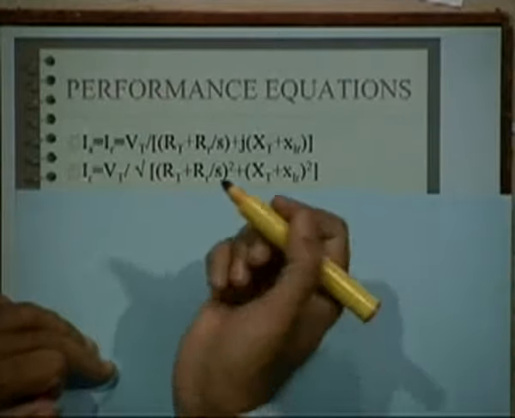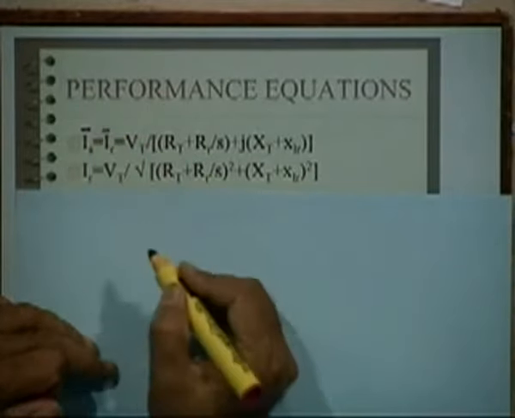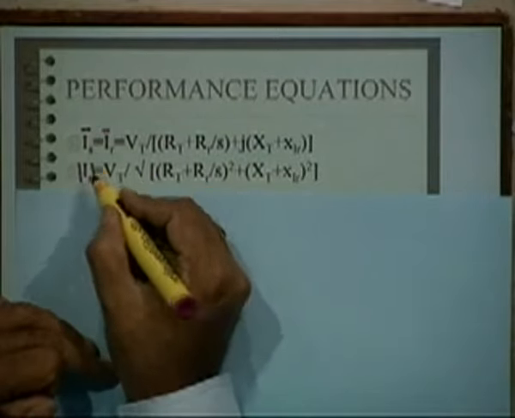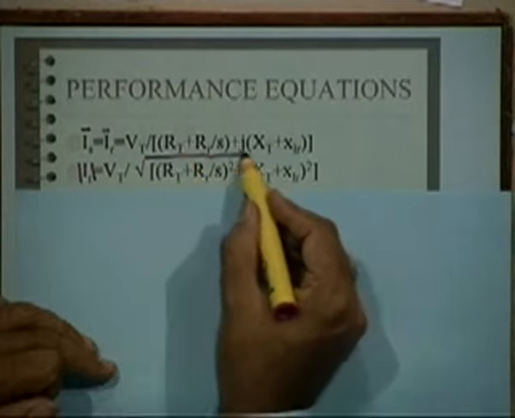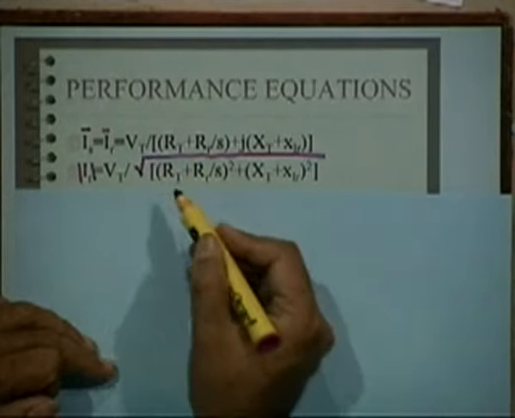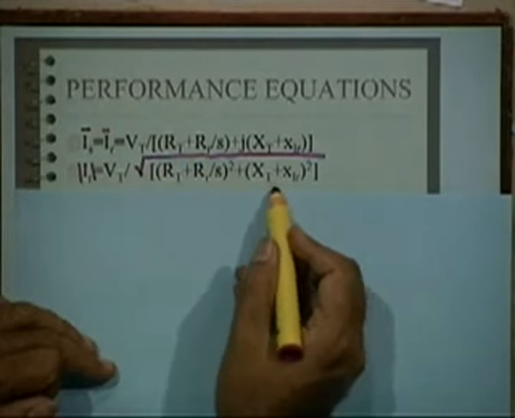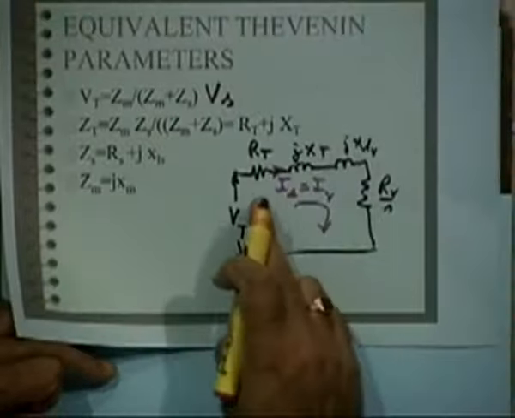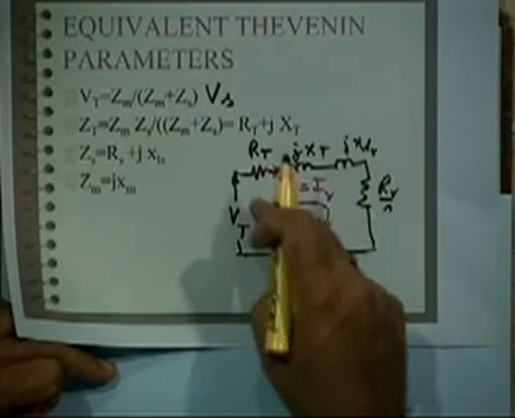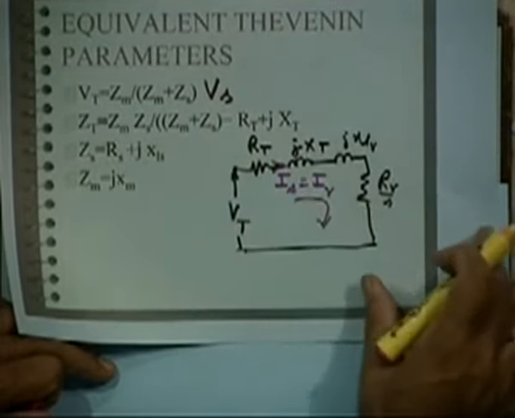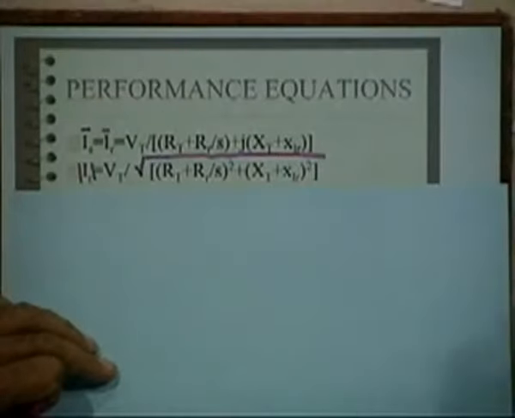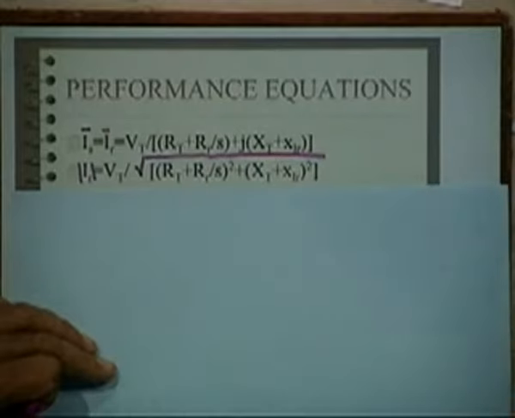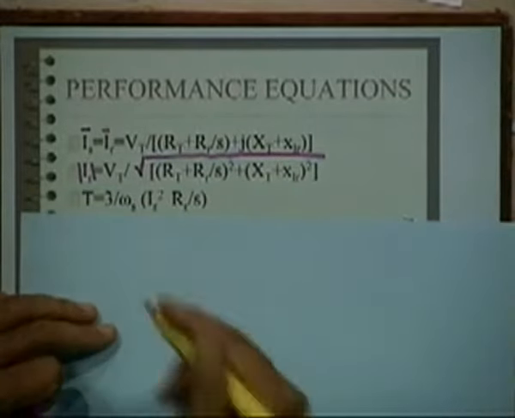That means this will be basically the phasor, but if you want to know the magnitude, IR will be VT divided by the square root of RT plus RR by S whole square plus XT plus XLR whole square. This is just an impedance. You have taken the real part, imaginary part, and the current will be VT divided by the magnitude of this impedance. Magnitude of the impedance is nothing but the square root of RT plus RR by S whole square plus XT plus XLR whole square, okay.